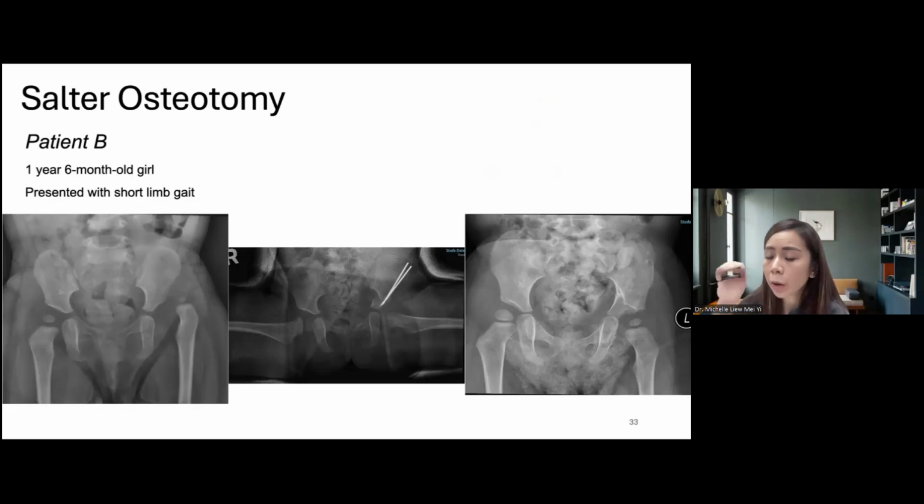So let's see an example of how we have done a Salter osteotomy for a patient who is a 1-year, 6-month-old girl who was referred to us for short limb gait of the left lower limb. So pelvic radiograph noted a frank dislocation of the left femoral head. She underwent left hip arthrogram, which demonstrated structural blockages, hence an open reduction was necessary. Salter osteotomy for the pelvis and adductor release and hip spica was performed as well.